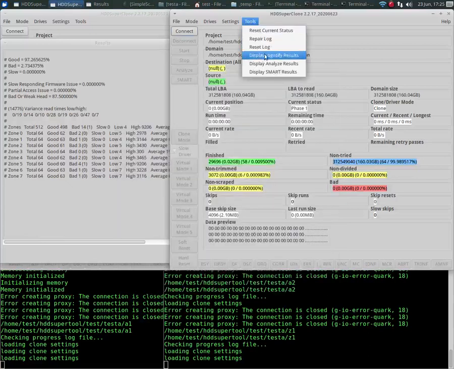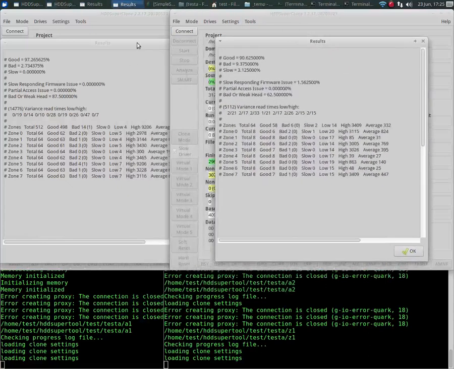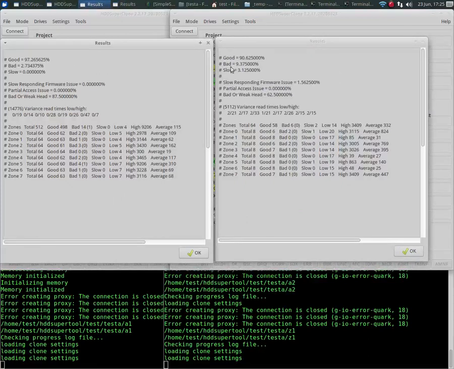And if we look at the results, compare them side by side, you can see that the percentage went up considerably from 2.7 to 9.3% for the bads, and there weren't any slows in this one. Now there's 3% slows. The other thing you might notice is the bad or weak head percentage dropped from 87 to 62, but part of that is because the read percentage dropped. The number of reads dropped because there were more read errors, so the number of reads dropped from 512 to 64 for this session.